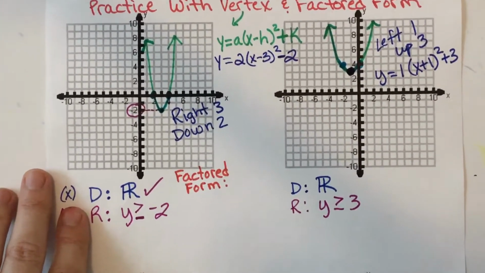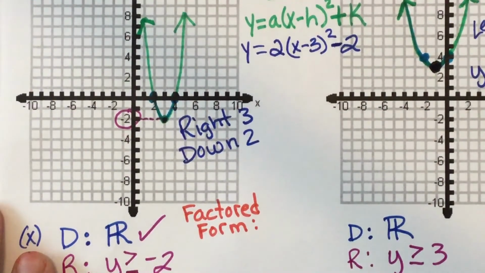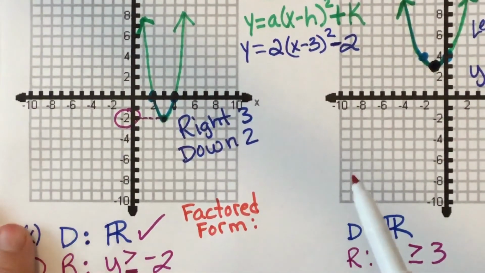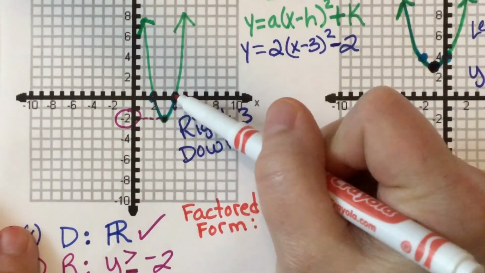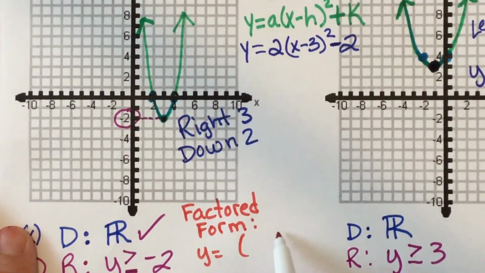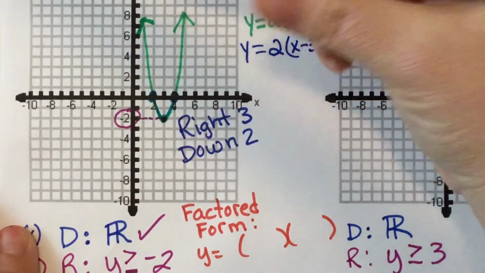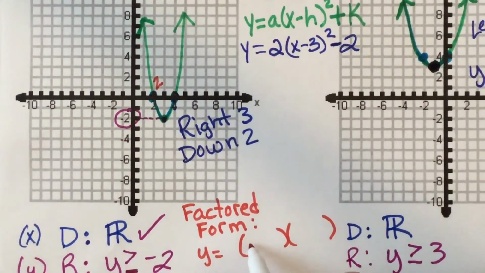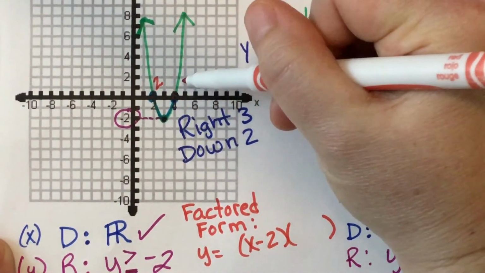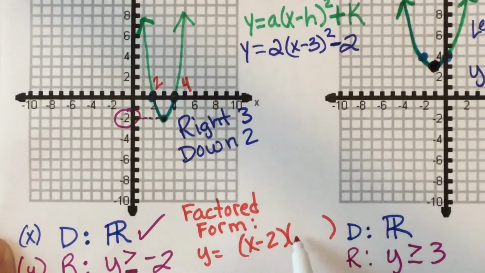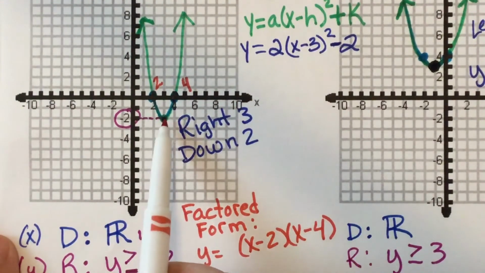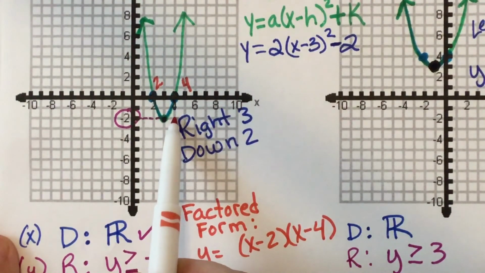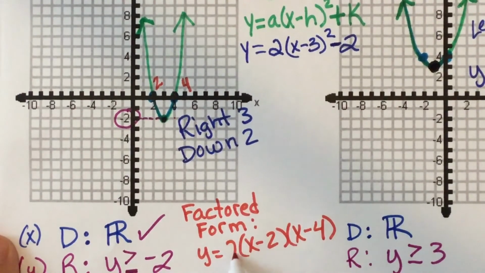All right, so looking at this picture, how many times does the graph touch the x-axis? Twice. 1, 2. So I'm going to have two sets of parentheses. And so it's touching at a positive 2. So what do you think the factor would be? X minus 2. And it's touching at a positive 4. So what do you think the factor would be? X minus 4. Okay, and then to find your a, after I go right 1, I have to go up 2. So my a is a 2.